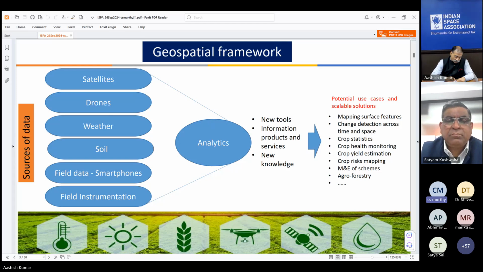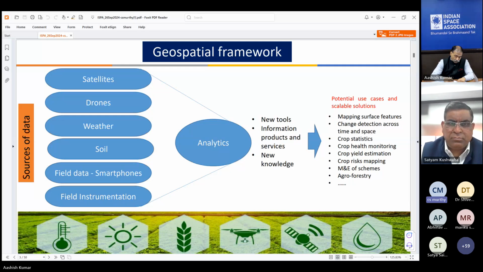So what are the potential use cases of the whole geospatial technologies? Mapping surface features is a very fundamental application. Surface features in the sense of tanks, ponds, or land covers, and change detection across time and space. This is another important potential use case. Scalable cases include improving crop statistics and crop health monitoring, that is, a crop surveillance system, monitoring the crop from the beginning to end of the season, and finding out whether the crop is exposed to any kind of risk and what is the extent of this risk, crop damages. And another important thing is the agroforestry schemes.